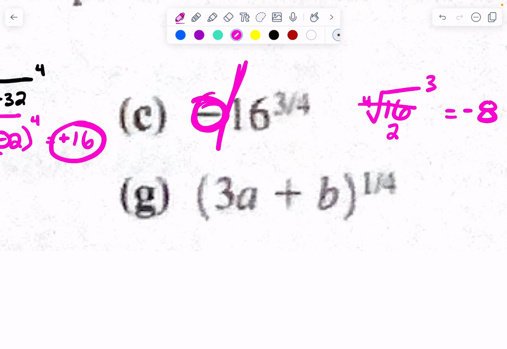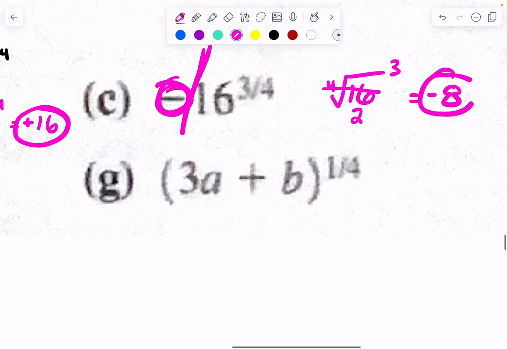Now I attach the negative onto it, okay? The only thing I was taking to the 3/4 power was the 16, and that was this guy, so the negative was chilling out in front. So negative 8 is the answer to that, okay?